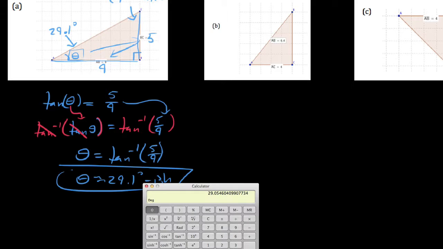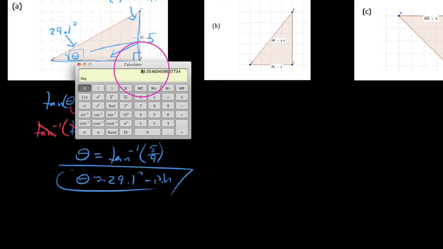As far as finding this angle up here goes, we could say it is 90 degrees minus the 29.1 that we just found, because these two angles must be complementary. So what we just got on our calculator, to make it really easy for ourselves here, we could just say minus 90, even though we should have a positive value there.